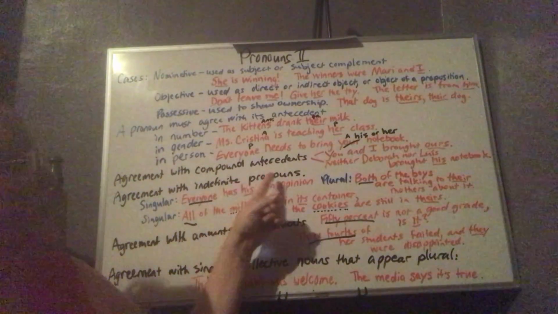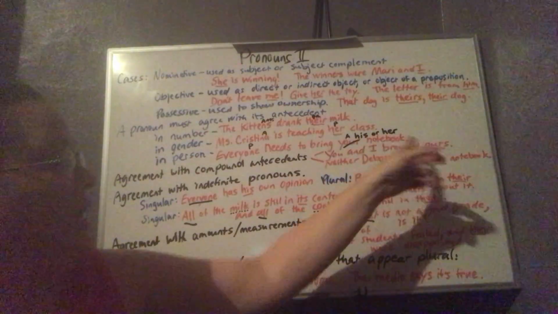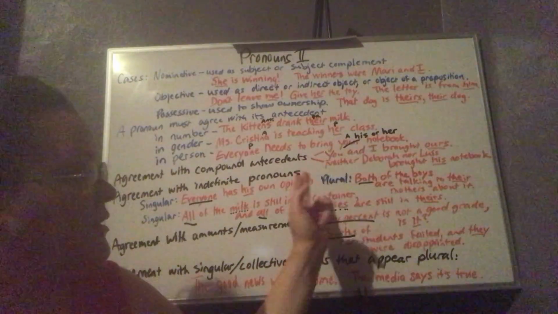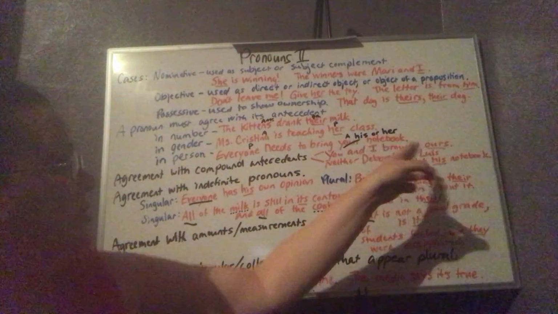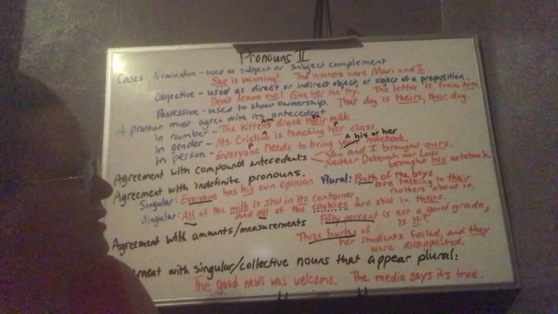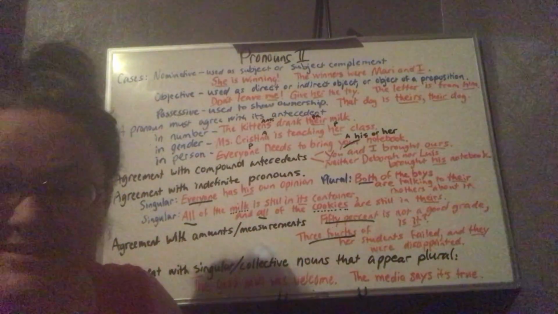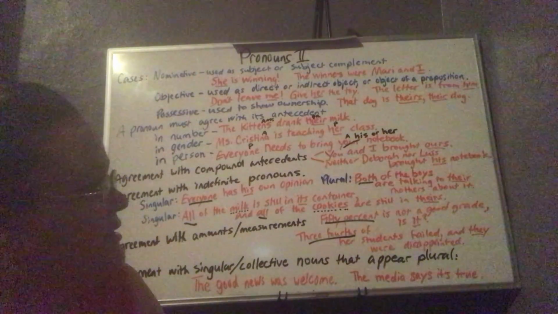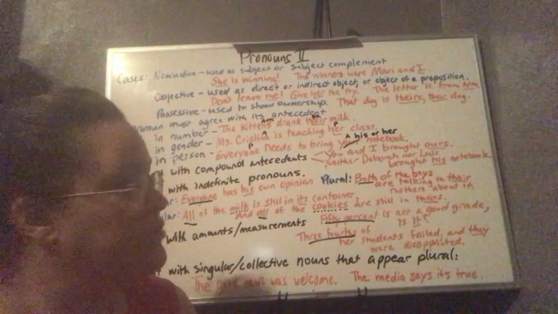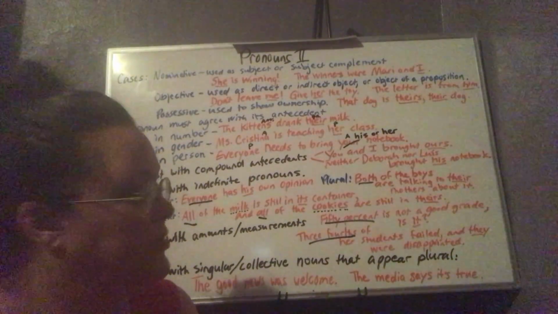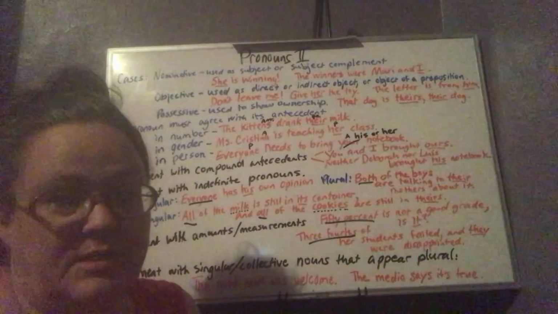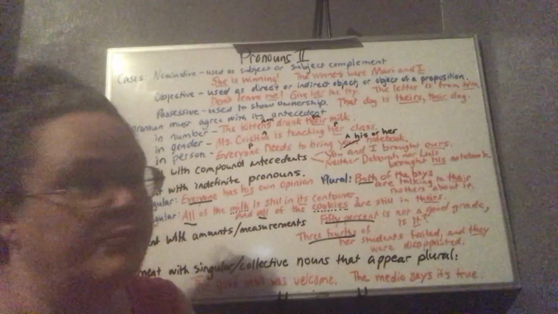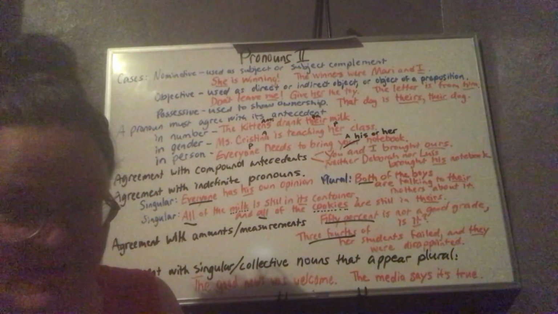Agreement with compound antecedents. So we have you and I brought ours. So ours is the pronoun, the antecedent is you and I, plural, and you and I put together make we, right? Neither Deborah nor Luis brought his notebook. It kind of works like it does with verbs. The pronoun needs to agree with the nearest antecedent if you have the antecedents joined by or or nor. You might be able to hear my cat here.